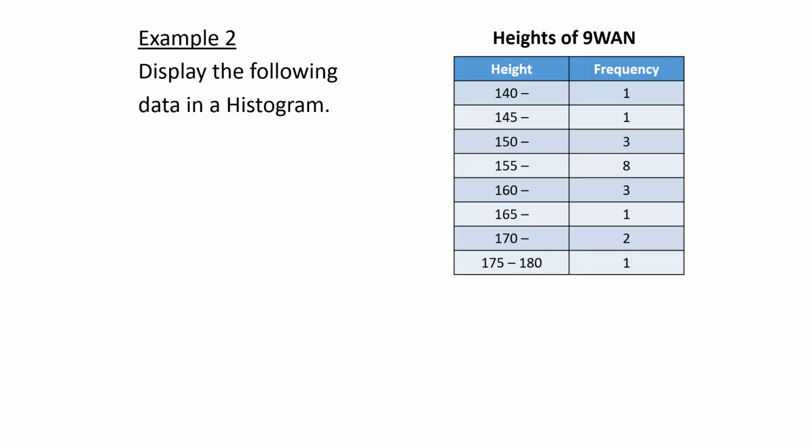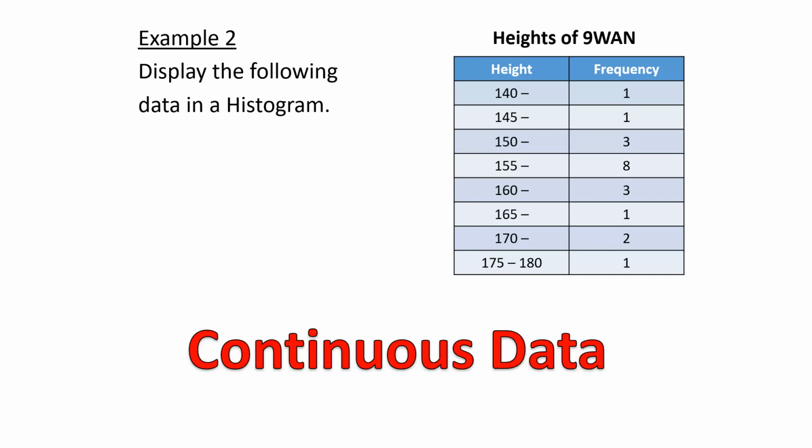Here's the example of our histogram. We're going to display these results in a histogram. They are the heights of students in 9WAN. Now, continuous data is data that's measured. We measure heights. So this one student in this category, there's one student in this category. There are 3 students in this category.